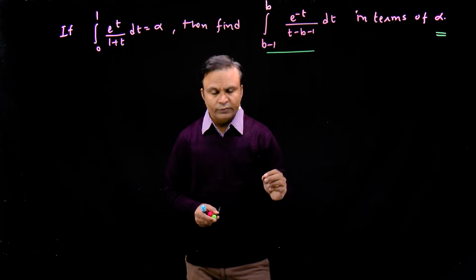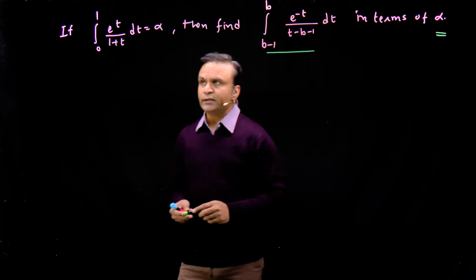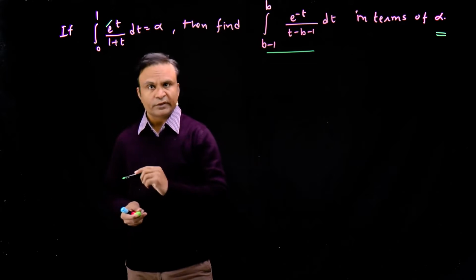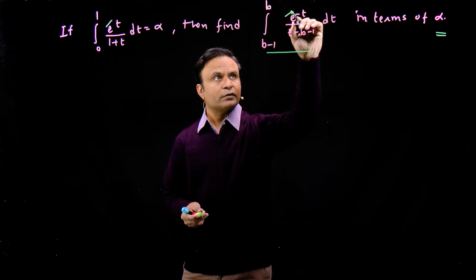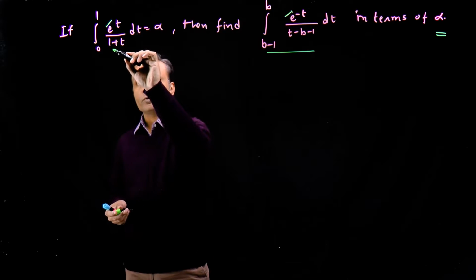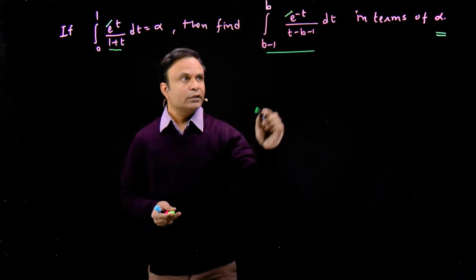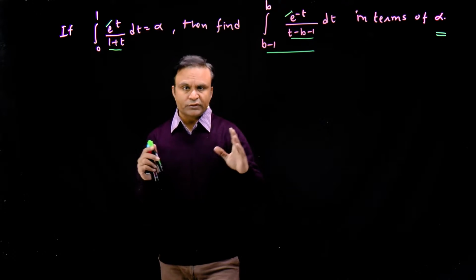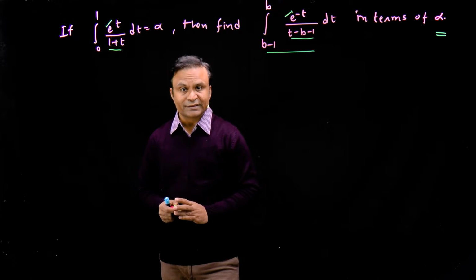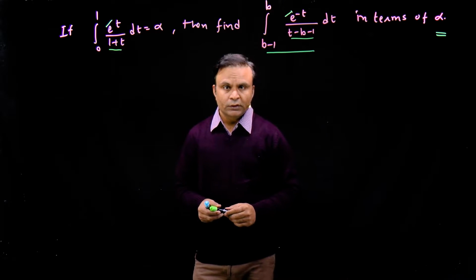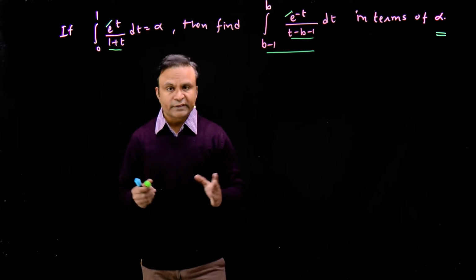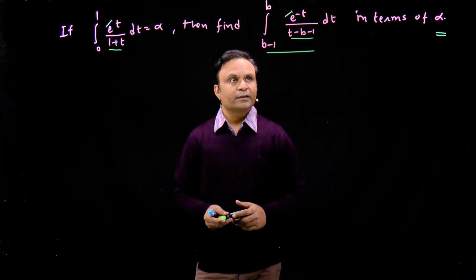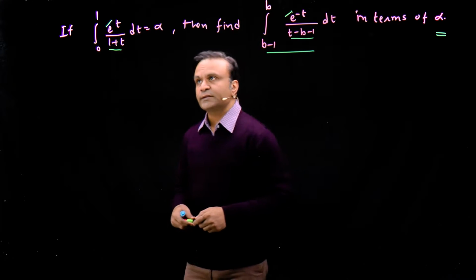The first thing to be observed is we check the nature of the functions in both the integrals. Here we have an exponential function in the numerator, and here also we have an exponential function in the numerator. Here in the denominator we have a linear function, and here also we have a linear function. We can say the structure of both of these functions is the same. Basically they are from the same family. The DNA of these two functions is the same.